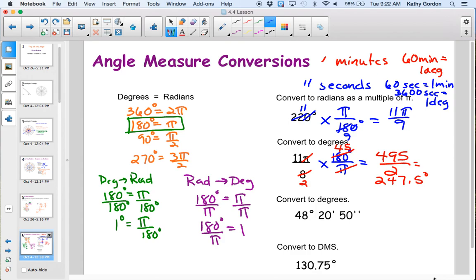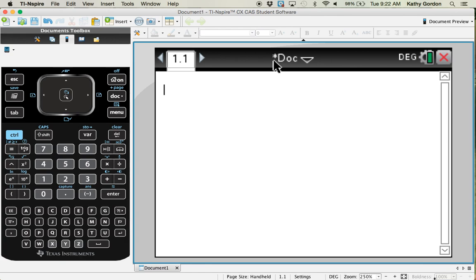Okay? So when you see something written like this, it means 48 degrees, 20 minutes, and 50 seconds. Not as a time, but as an angle measure, a very precise angle measure. And sometimes we don't want it in that DMS form. We want it in just a regular decimal degree form to work with. So you can convert these on your calculator. I want to show you really quick how to enter a DMS measurement.